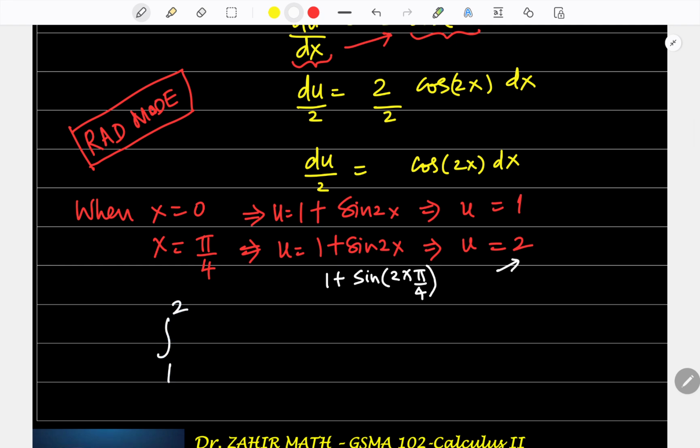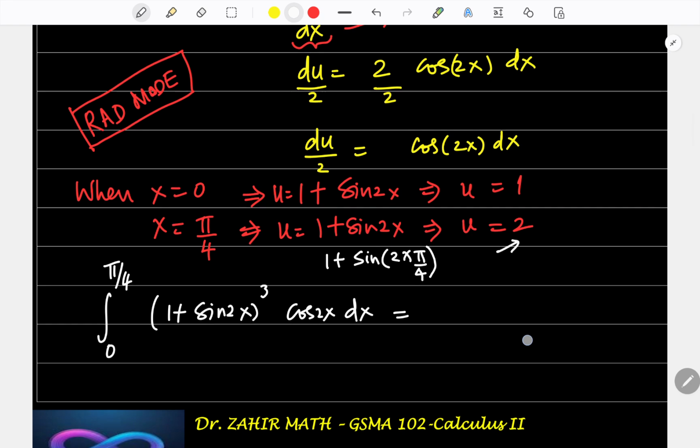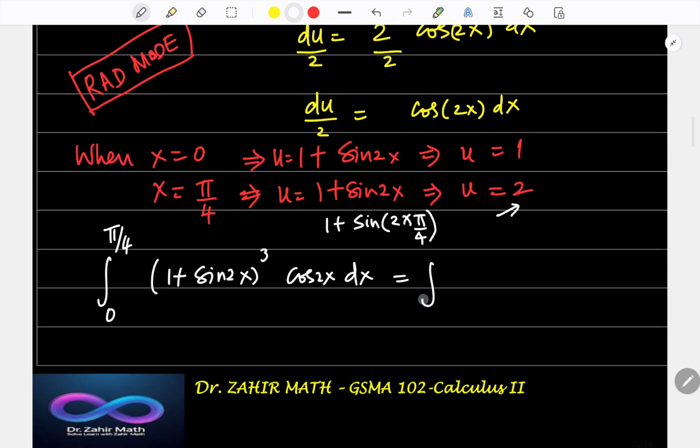So let me write the question so that it will be very clear. Integral 0 to pi by 4, and it is 1 plus sine 2x. The problem looks so lengthy, but it's very, very easy. Teacher, it's easy for you, not for us. Don't say like that. You need to practice.